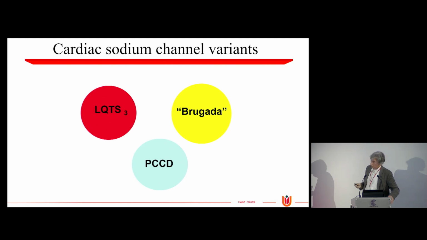Now, the sodium channel variants were classically subdivided into gain of function, as I've mentioned, long QT type 3, loss of function, Brugada syndrome, and loss of function, progressive cardiac conduction disease. These are probably closer to each other than depicted here, but there was a clear differentiation between gain of function and loss of function.